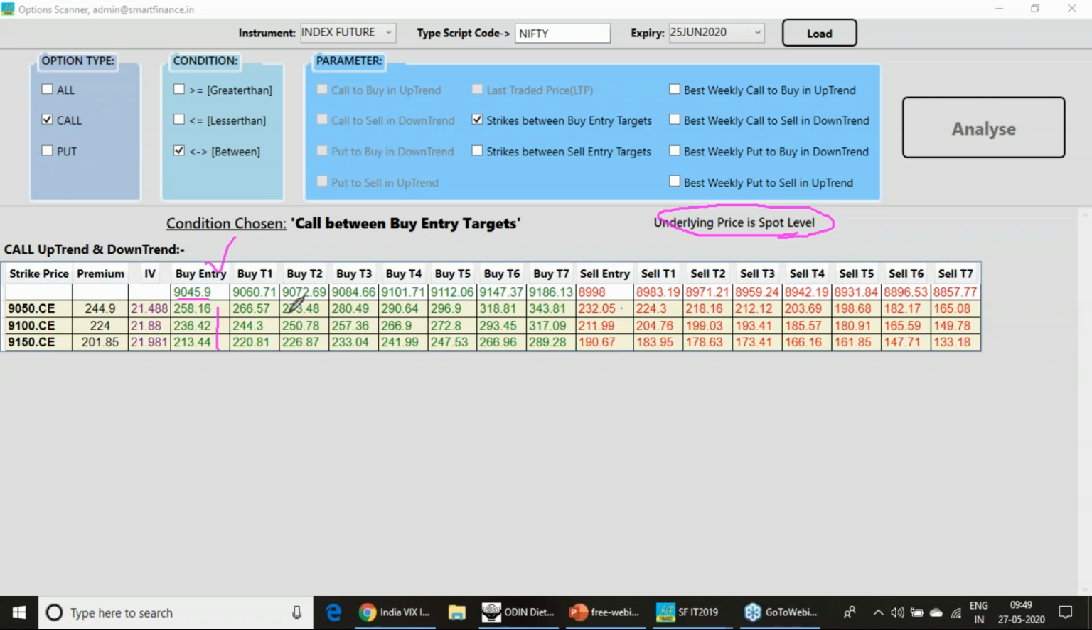Keep your stop loss here. If you are buying at 258, keep a stop loss at 232. These are the targets. And if you are buying at 236, keep a stop loss of 212. These are the targets. Here the theta factors, the IV factors, everything is computed automatically, so you need not worry about it.